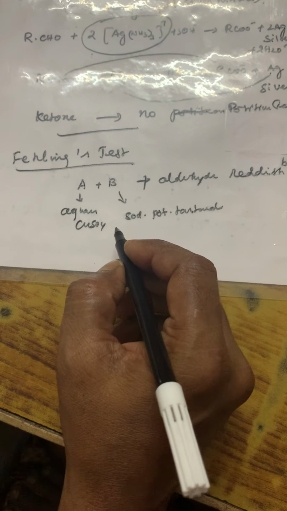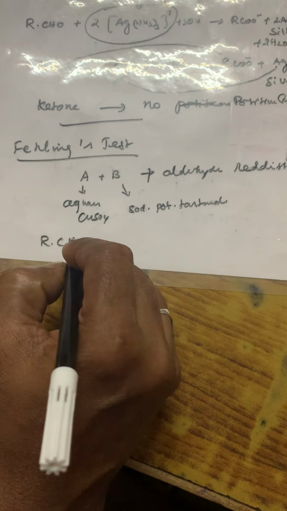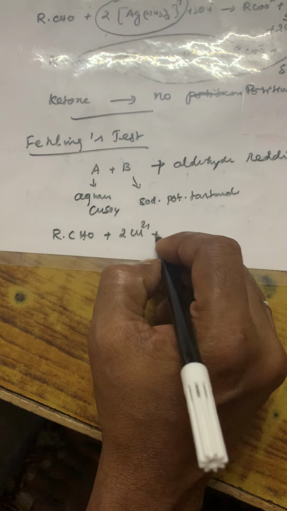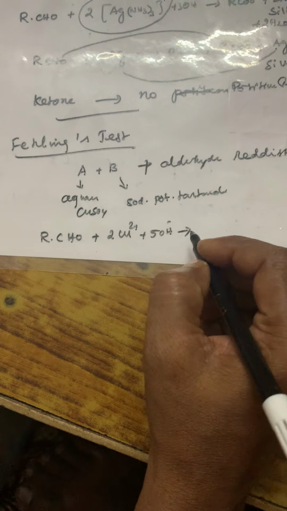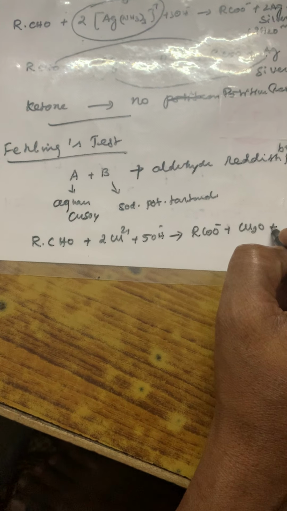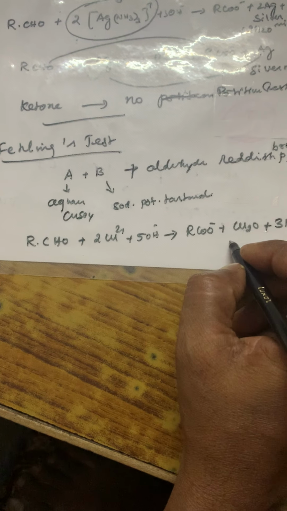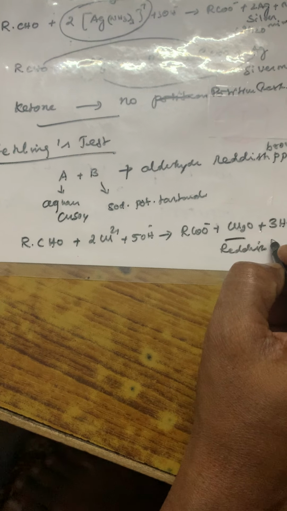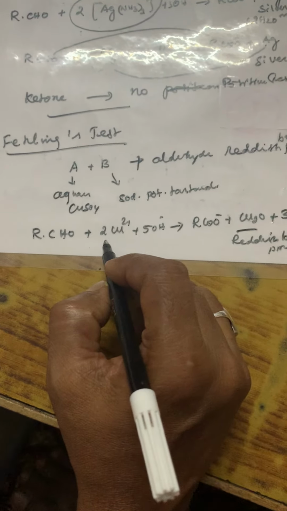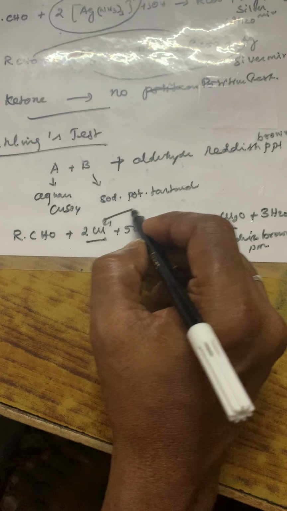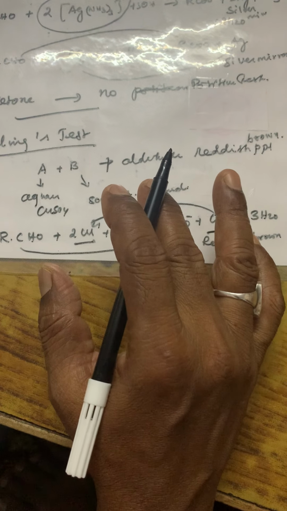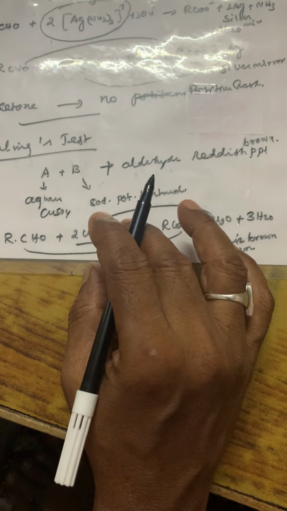So I'll write the equation. The equation is RCHO plus 2Cu2+ plus 5OH minus gives RCOO minus plus Cu2O plus 3H2O. This is a reddish brown precipitate. This is cupric, this is cuprous. This undergoes reduction, this undergoes oxidation. So only aldehyde gives a positive test, ketone does not.